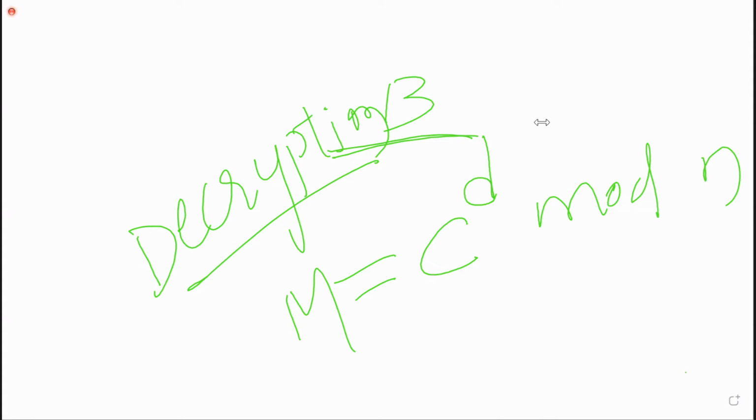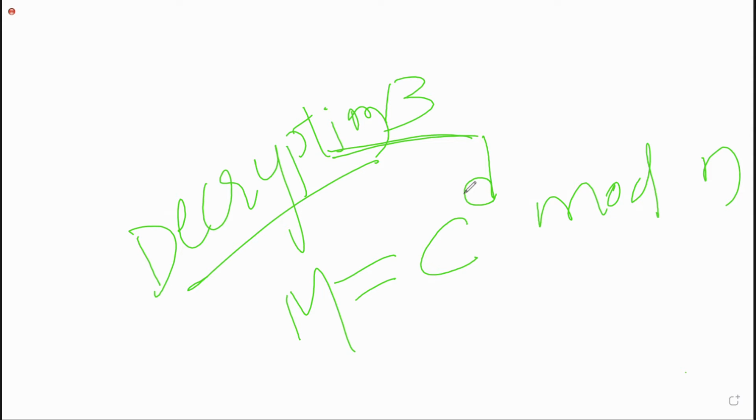Give your answer. RSA is a public key crypto system algorithm. Is it true or false? I'm going to end the poll. Yes, it is true. RSA is a public key crypto system algorithm. It is not symmetric. Public key means it is also called asymmetric.